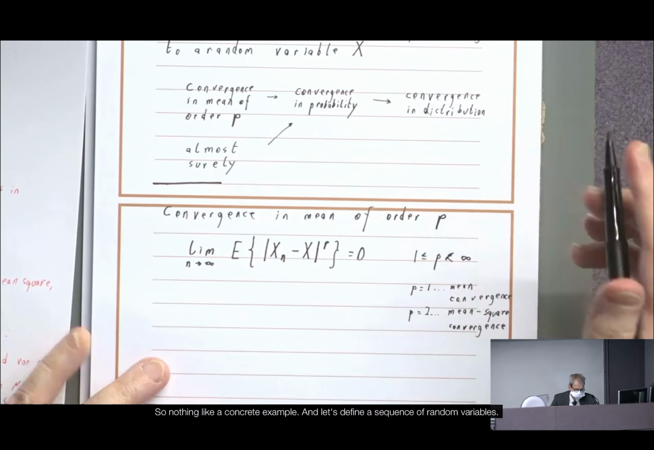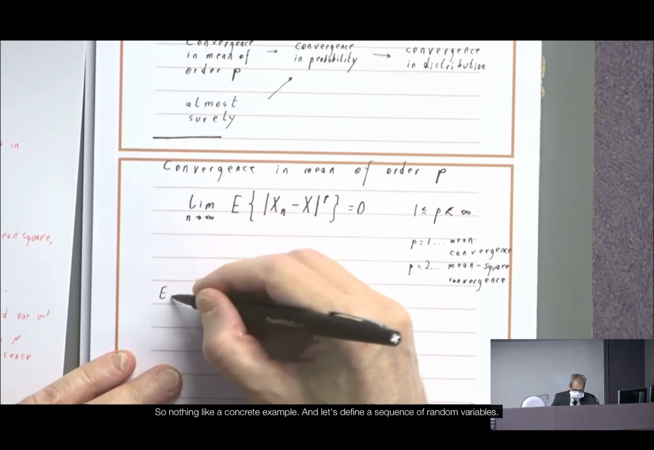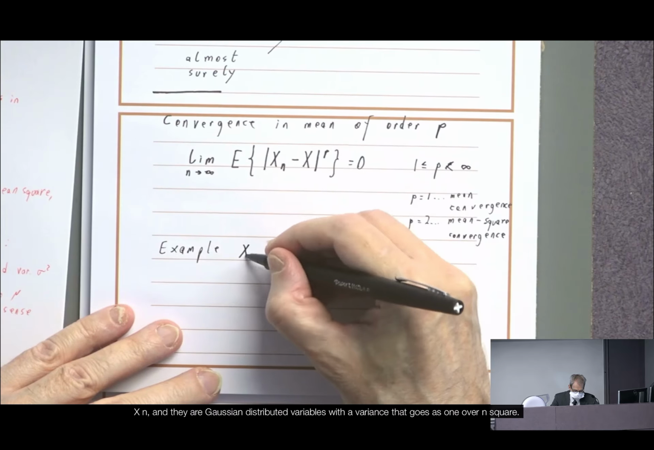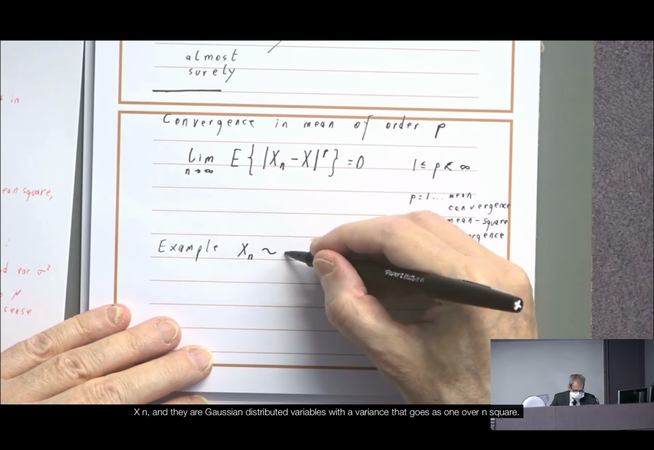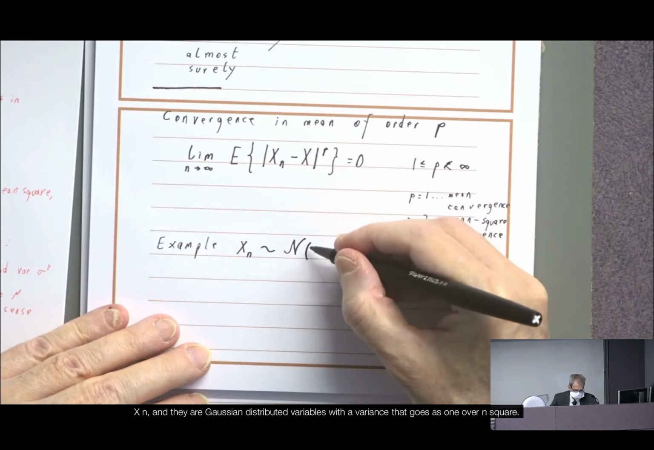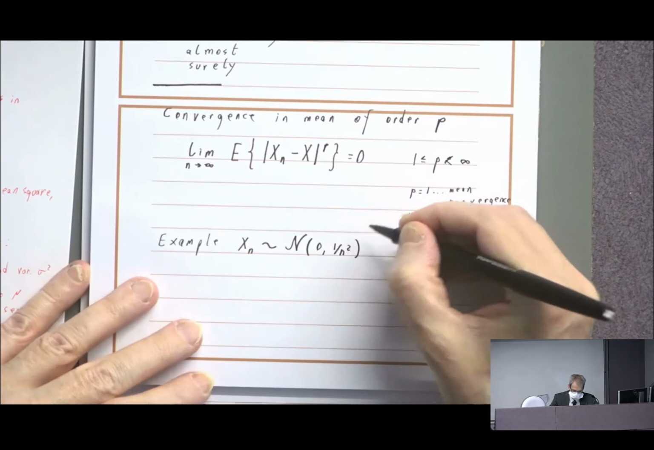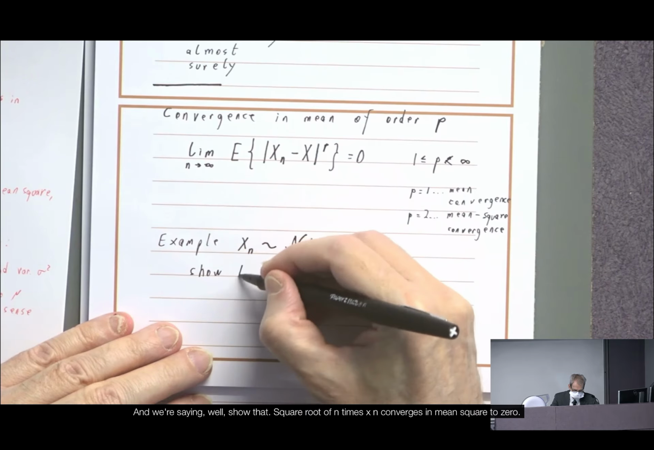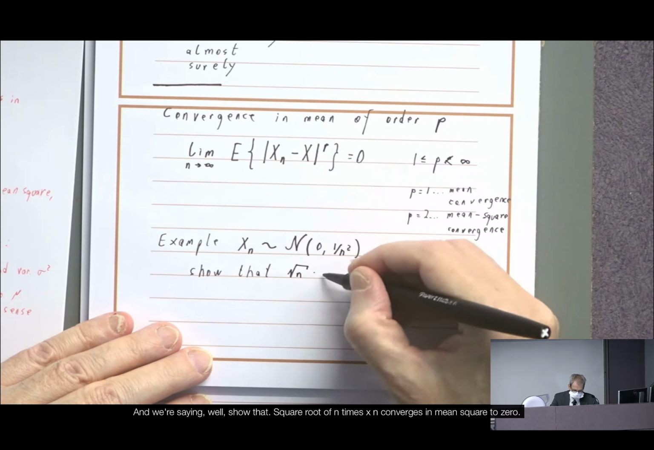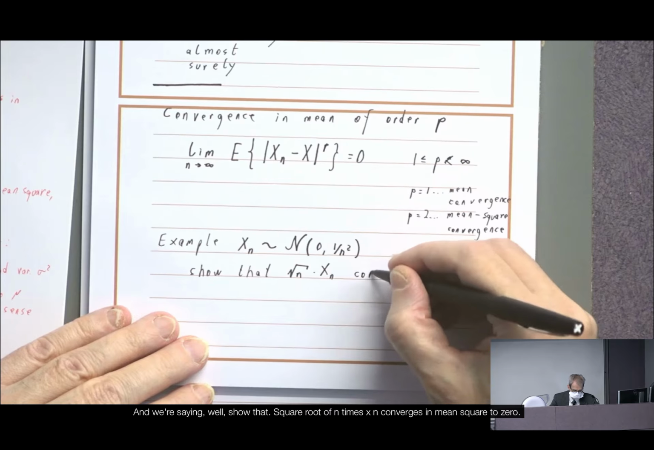So, nothing like a concrete example. Right? Let's define a sequence of random variables xn, and they are Gaussian distributed variables with a variance that goes as 1 over n squared. And we're saying, well, show that square root of n times xn converges in mean square to 0.